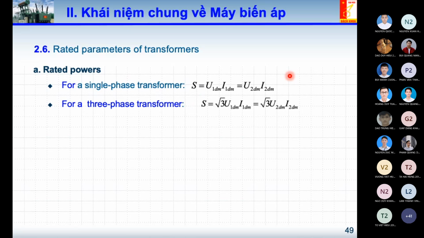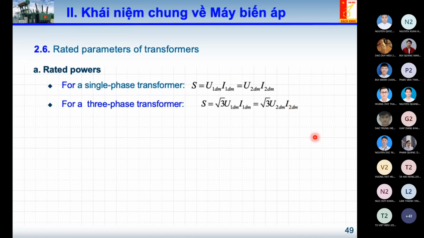This one is for the single phase, and of course the unit of this one, as I said a few seconds ago, is the VA or the kVA. And when we are talking about the three-phase transformer, the expression can be written like this. You can see here, S is equal to the square root of 3 times U1 multiplied by I1, and also here.